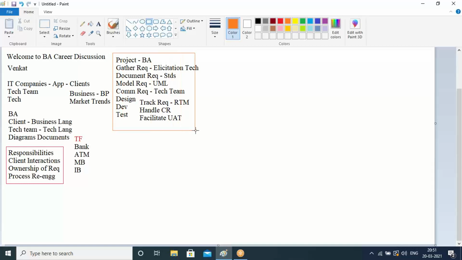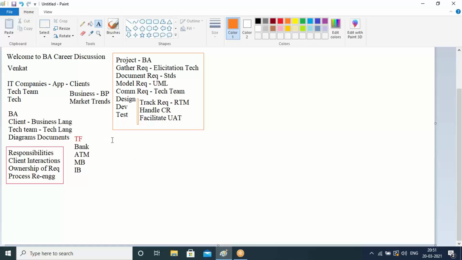Initially, we go and gather requirements from the clients, and then we are going to document those requirements. Okay, and then we are going to model the requirements using UML, and then we are going to communicate the requirements with the technical team. Once the team takes to the next levels like design, development, and testing stages, we are going to track the requirements using RTM. We are going to handle change requests, and finally we facilitate user acceptance testing. Right?